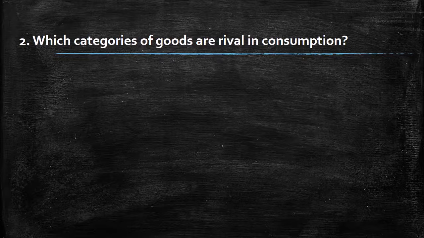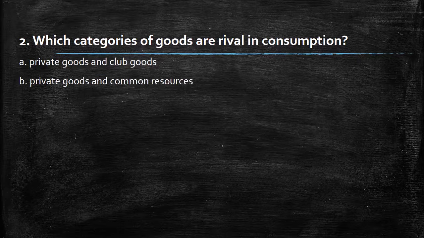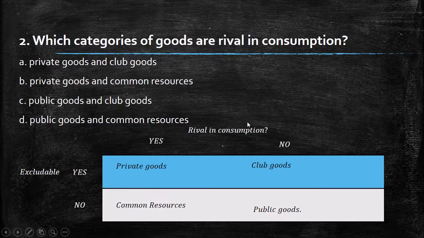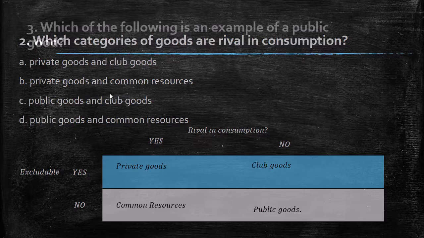The second one is exactly the same. It's just which categories of goods are rival in consumption. We already know our chart. Which ones are rival in consumption? These two, right? Private goods and common resources. So we will go here, private goods and common resources, B.